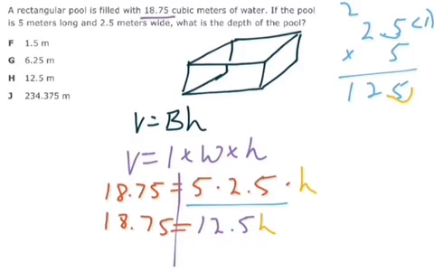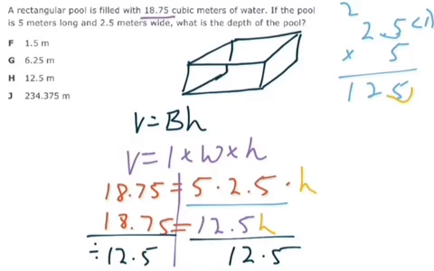So my last step, they're showing on this side multiplication, so the opposite is to divide by 12.5. If I divide both sides by 12.5, I should get my answer. It cancels out here, and I just have h. And then I have 18.75 divided by 12.5.